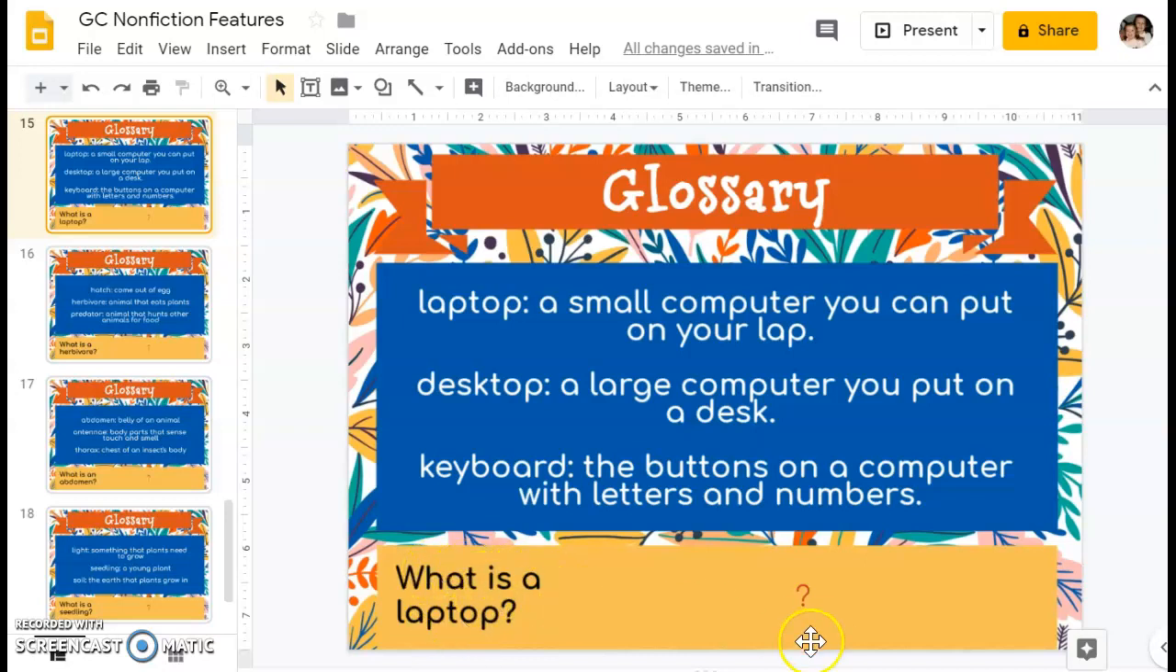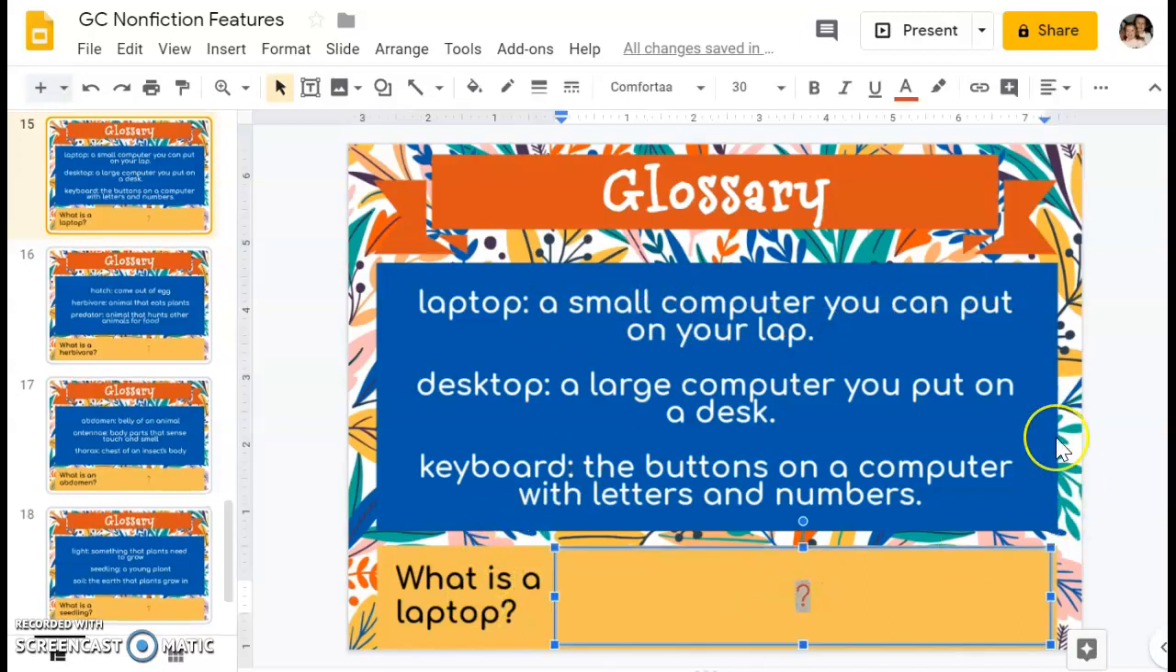What is a laptop? Well, that shows you right up here in the glossary. I find the word laptop and I can see it means a small computer you can put on your lap. So what you're going to do is double click the question mark so it's blue, and all you have to do is copy this sentence and type it down here. You're just telling me the definition.